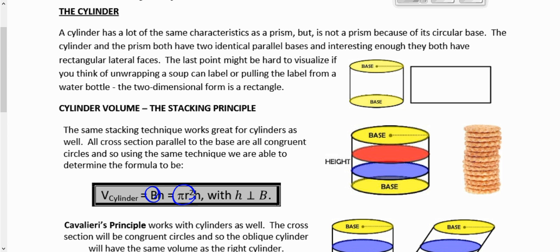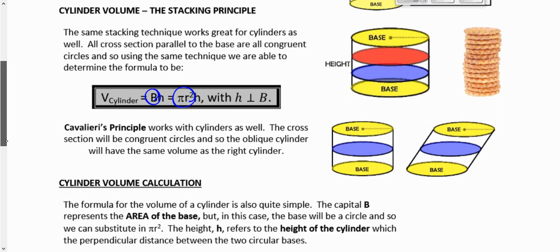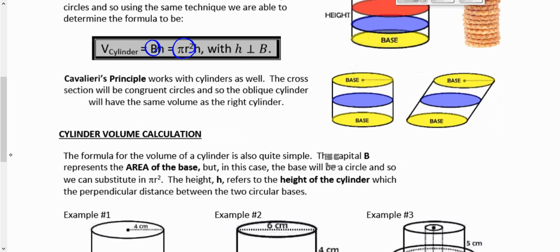And again, the height and base always need to be perpendicular, okay? Even if it's oblique, you need to have some kind of different measurement. So let's go on to a couple of these examples here. And again, the Cavalieri principle holds here as well, okay? If you have two cylinders with the same base area and the same height, they'll have the same what?